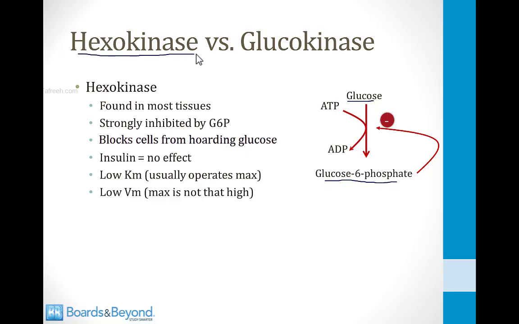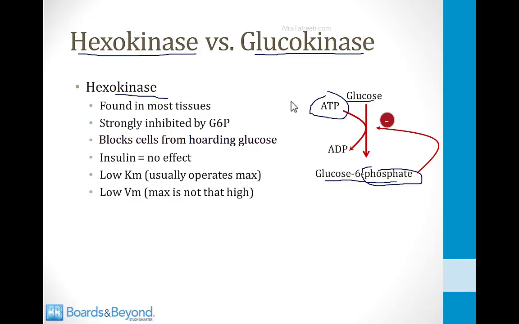Some cells of the body use hexokinase and other cells use glucokinase. And just a side note here, in glycolysis and gluconeogenesis, anytime you see the name of the molecule have the word phosphate added to it, as in this step, then the enzyme that catalyzes that step is going to be a kinase. Kinase enzymes add phosphate groups, and most of the time that phosphate group will come from ATP.